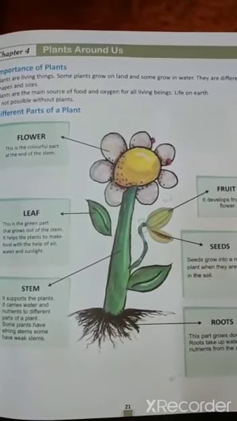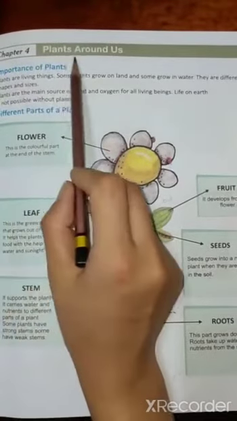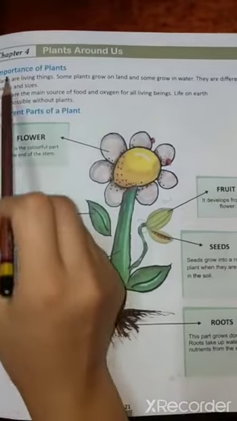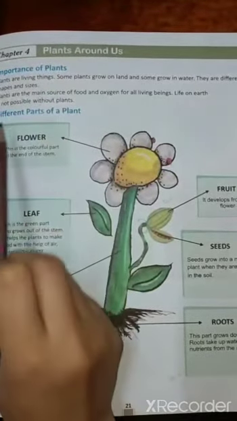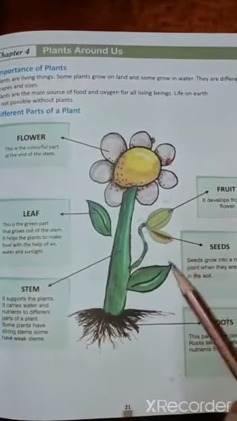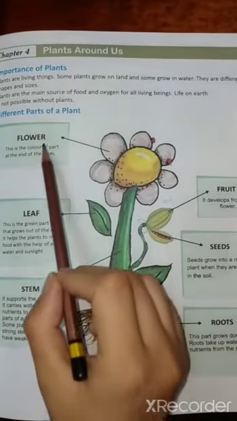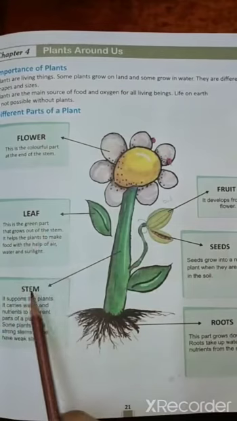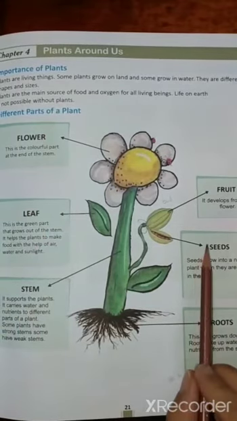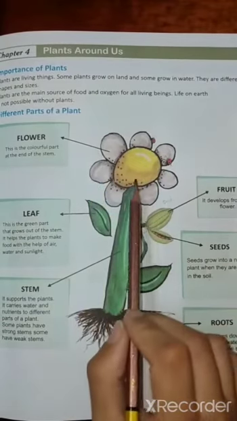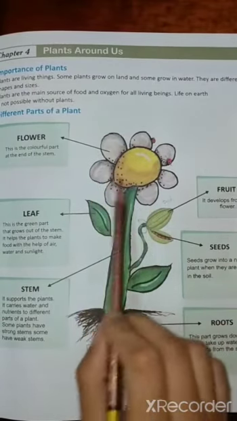As in our previous video, we have started our chapter number 4, plants around us, हमारे इर्द जो plants हैं, in which we have read about the importance of the plants and different parts of a plant. You already know about the different parts of the plants: flowers, leaves, stem, roots, seeds and fruit. We have read that flower is the most colorful part.